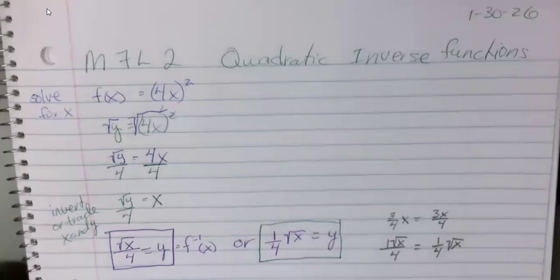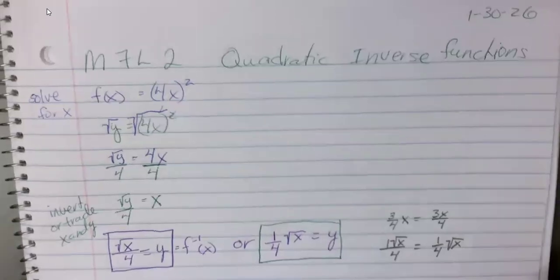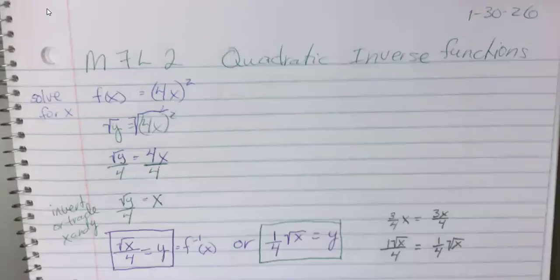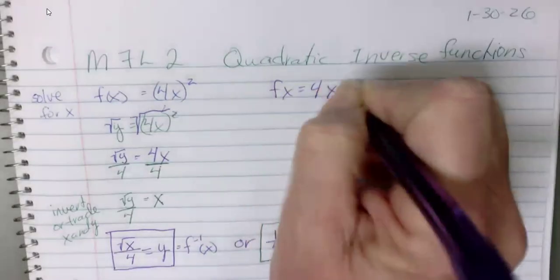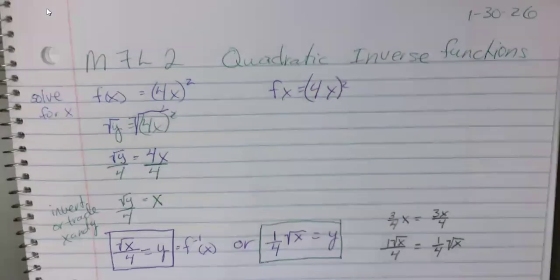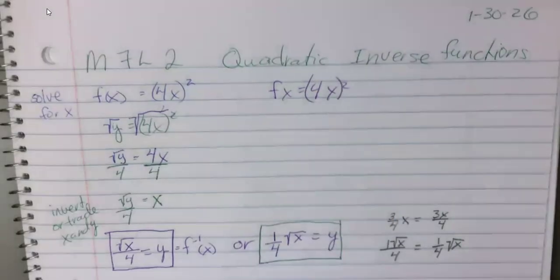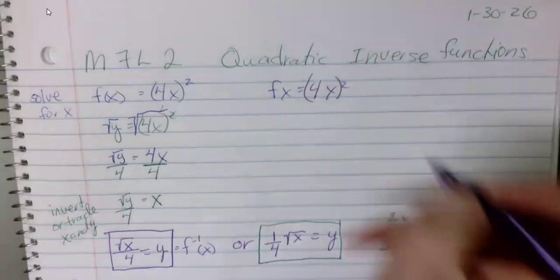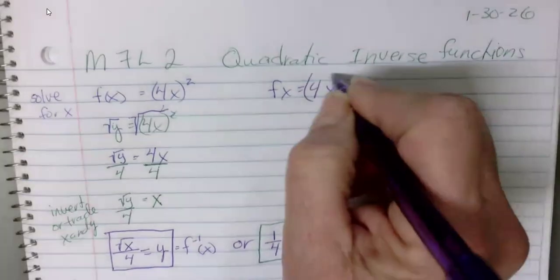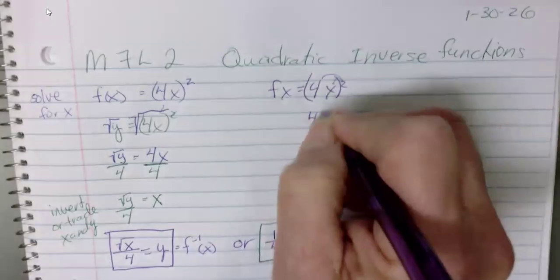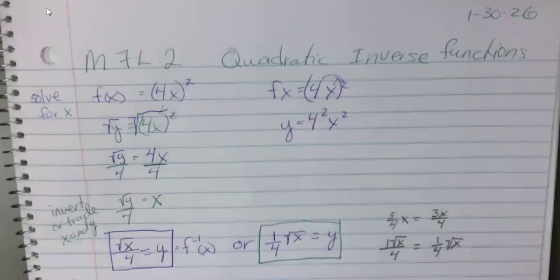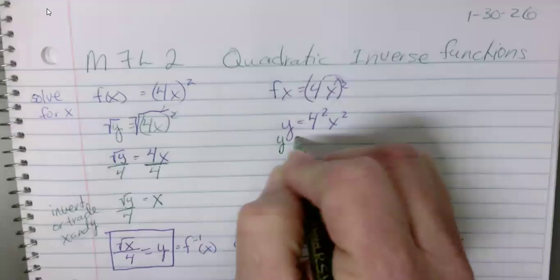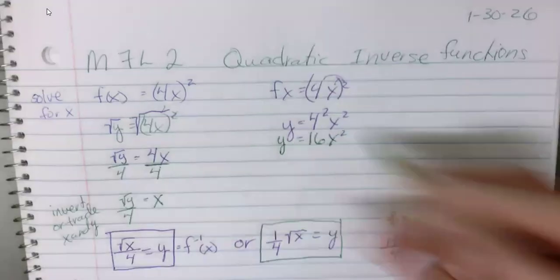All right, let's go ahead and add to this. Another way we could do this is we could do f of x equals 4x, quantity squared, so I'm just rewriting my problem. Make sure you have your parentheses around the 4x. We could distribute that squared to everything inside and get 4 squared x squared equals y. So that makes it y equals 16x squared.